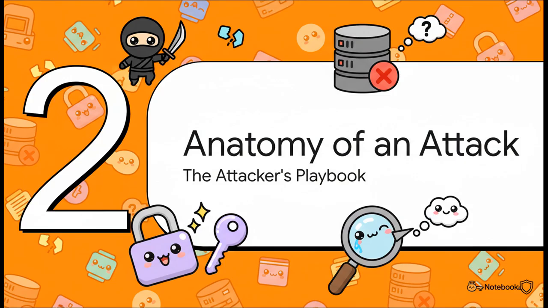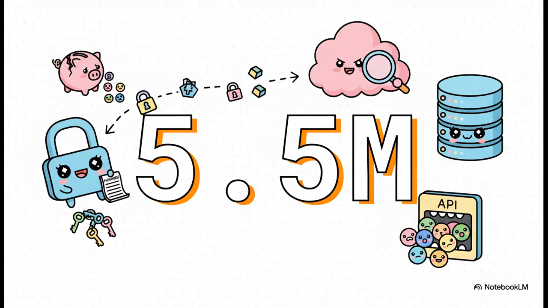Okay, so we know what's at stake, but how do attackers actually find and exploit these unlocked doors? Let's get into their playbook and look at some of the most common and, honestly, most devastating techniques they use. First up is credential stuffing. This is brute force, but on a massive scale. Attackers get their hands on huge lists of usernames and passwords from other data breaches, the ones you hear about all the time, and they just systematically try them on your API's login endpoint.